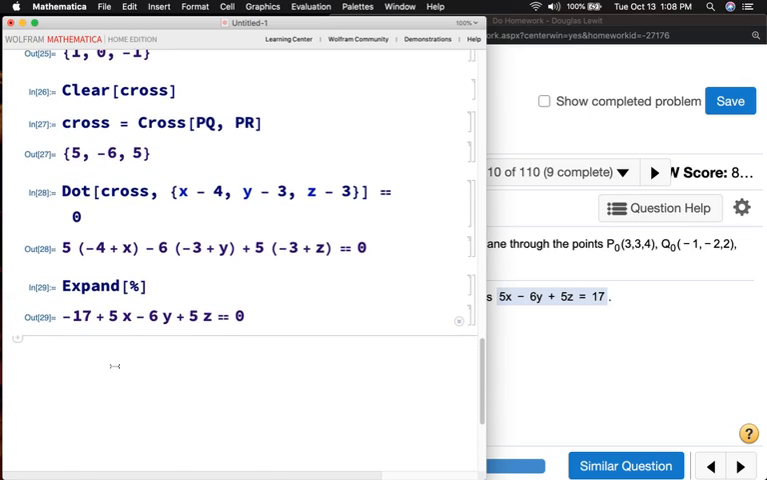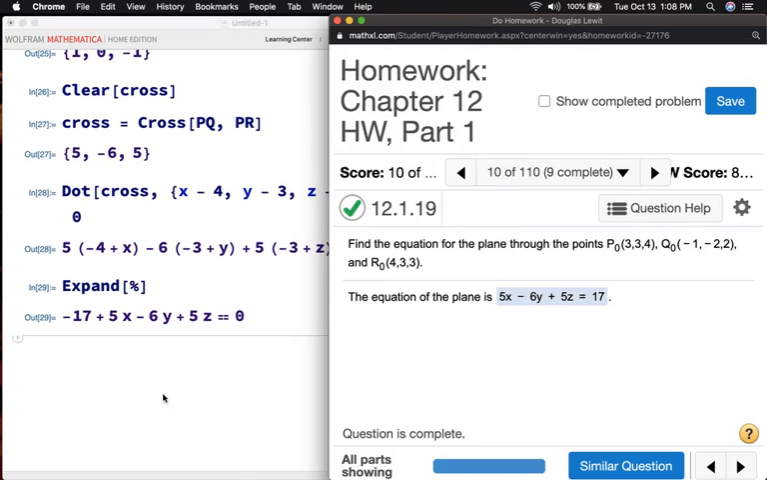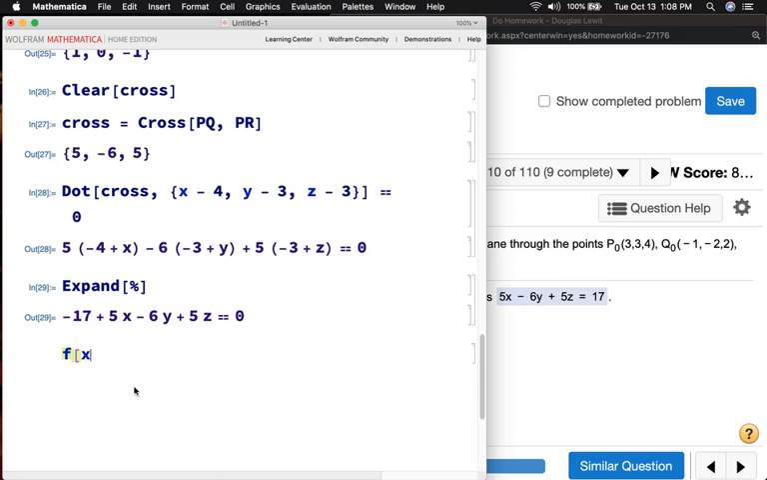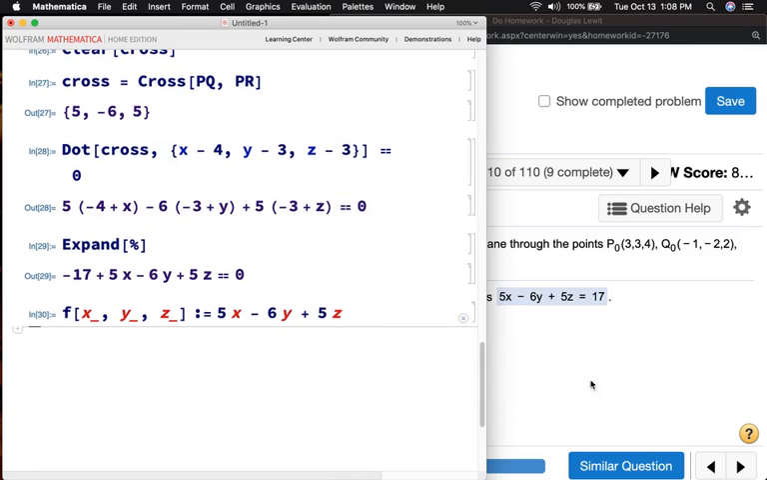And there actually is a way that you can check. So f of x, y, z is equal to 5 times x minus 6 times y plus 5 times z. Okay, so let's try it.